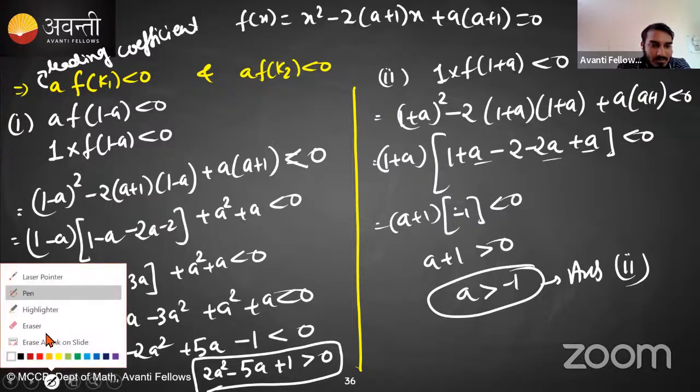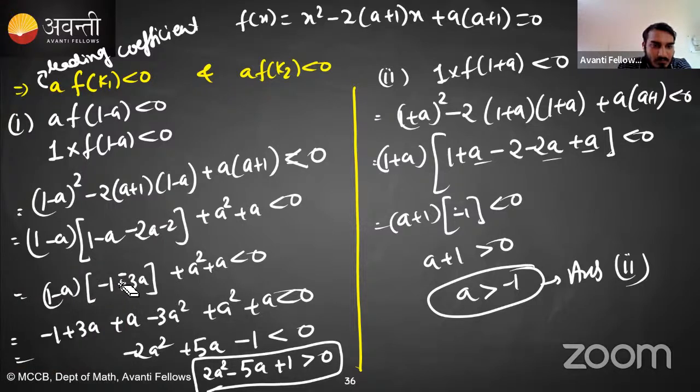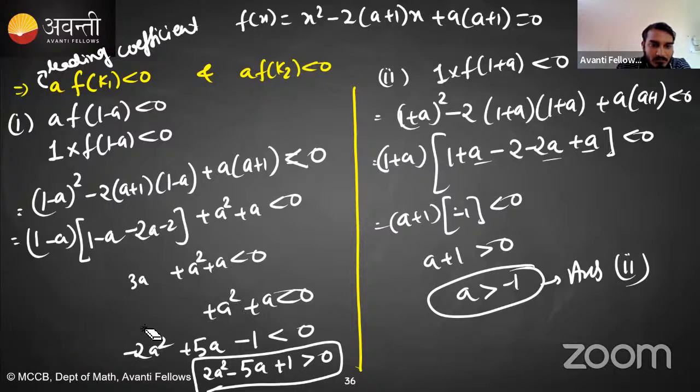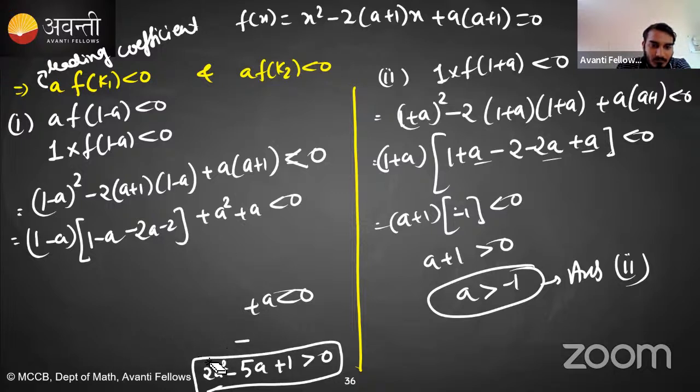Okay. One second. So here I made one mistake. Minus 1 minus 3a. Okay. So let me do this again from here. Yes, Harish. Yes.